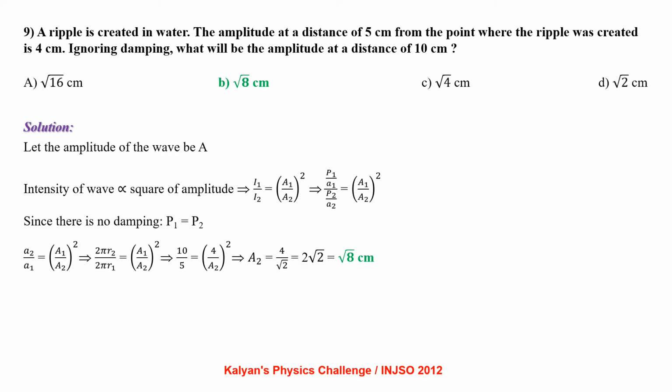Let the amplitude of the wave be A. Intensity of wave is directly proportional to square of amplitude. So we can write I1 by I2 equal to A1 by A2 whole square. Intensity is power by area. So P1 by a1 by P2 by a2 equal to A1 by A2 whole square. Since there is no damping, P1 equal to P2, so we can write a2 by a1 equal to A1 by A2 whole square, small a representing area and capital A representing amplitude. Since R1, R2 values are given, we get A2 equal to 2 root 2, that is root 8 centimeter.